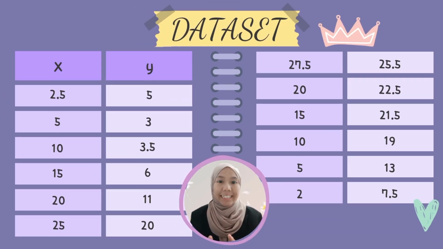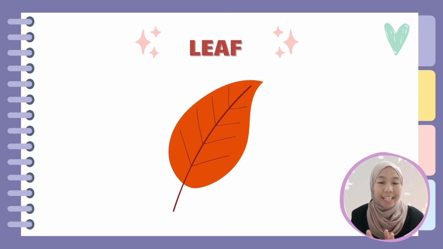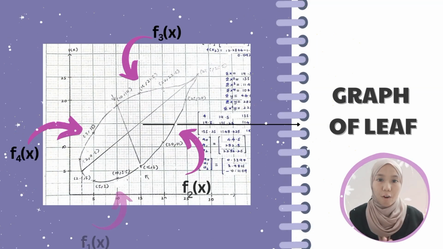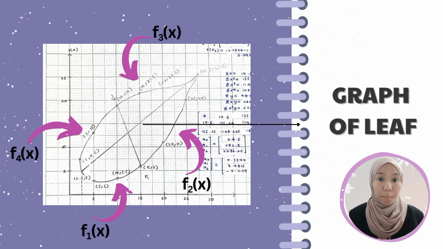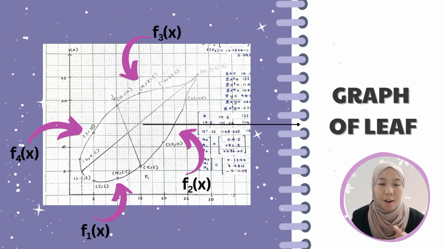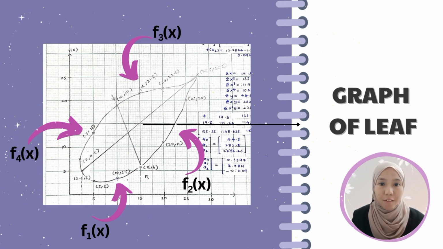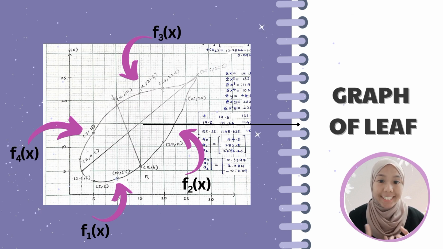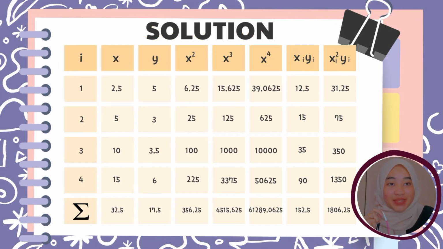This is the data set of the leaf, where X stands for the x-axis and Y stands for the y-axis. Alright, this is our leaf. This is the graph of the leaf that we drew on a graph paper. As you can see here, there are 4 parts of the function from that leaf. We label them as the first function, second function, third function, and fourth function. Next, I'll continue with the solution part.